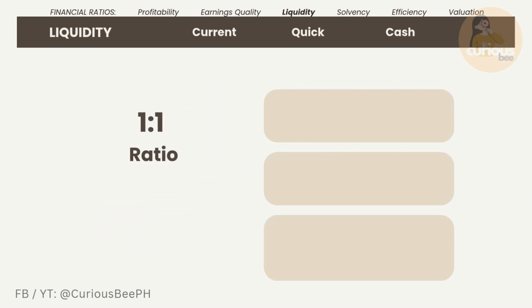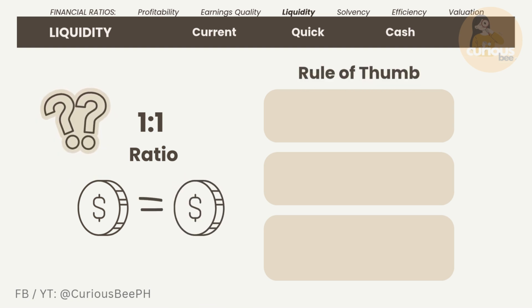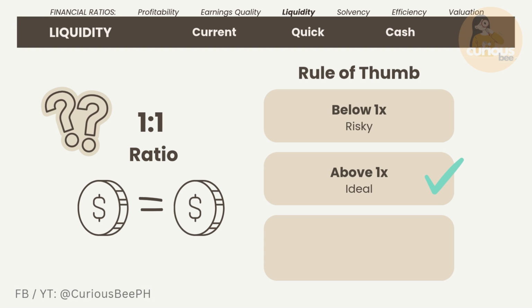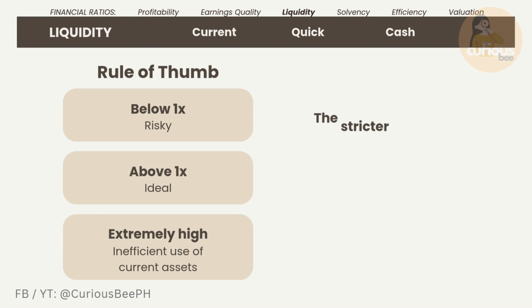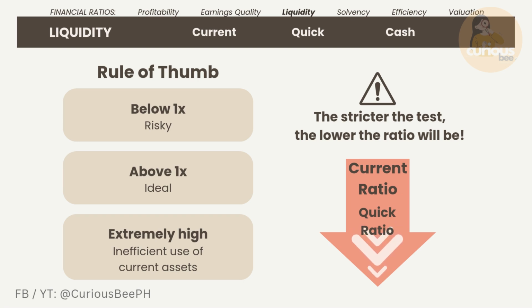A ratio of 1 means 1 peso of current liability is covered by 1 peso of current asset. But is this good enough? The rule of thumb is, a ratio above 1 is ideal, because this means the company has some breathing room. A ratio below 1 is risky and could signal possible cash distress, while a very high ratio could point to an inefficient use of current assets. However, the stricter the liquidity test we use, the lower the ratio will be. So this rule may not be applicable all the time. Naturally, quick ratio is going to be lower than current ratio, and cash ratio will have the lowest result.